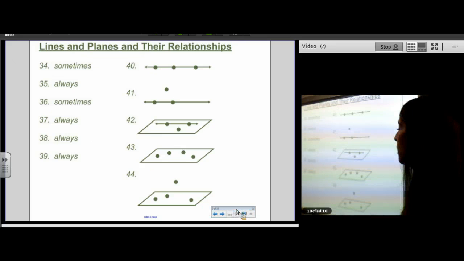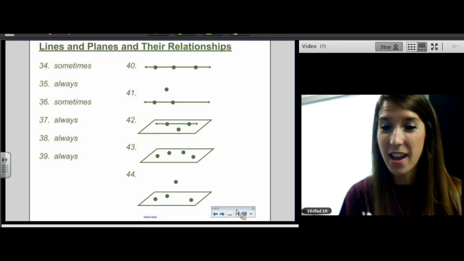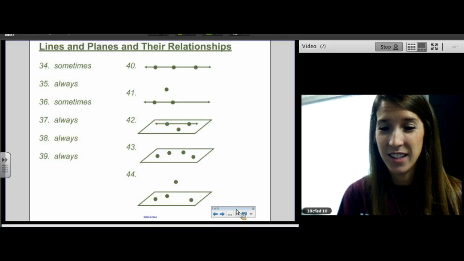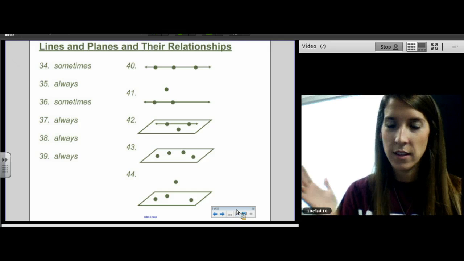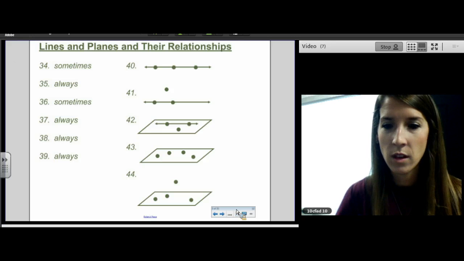These pictures were not as hard to draw as the other night when we had all those pictures, huh? These should have been much easier. Sometimes, always, sometimes, always, always, always. No nevers. There were no nevers in that section.